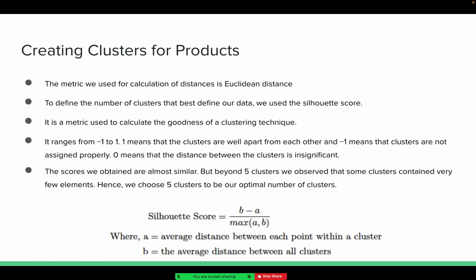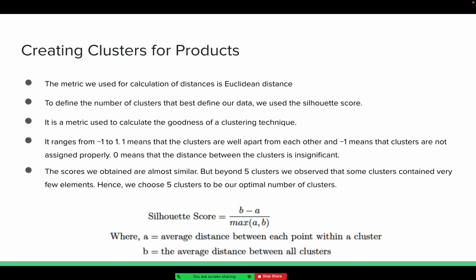All right, so now after we analyze the data, we're going to group the products into different classes. So the metric that we used for calculating distances was the Euclidean distance. And then to define the number of clusters that best fits our data, we use the silhouette score. Basically, the silhouette score rates how good the clustering method is for each number of clusters. So it ranges from -1 to 1, and 1 means that the clusters are well apart from each other. -1 means that the clusters are not assigned properly, and 0 means that the distance between the clusters is insignificant.